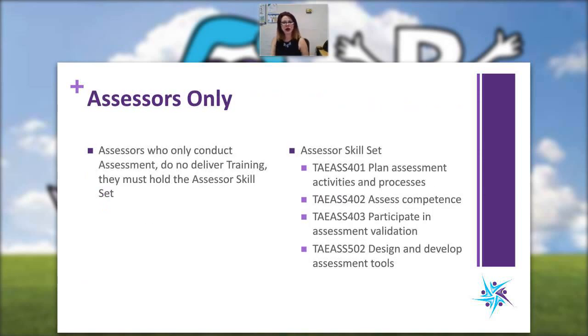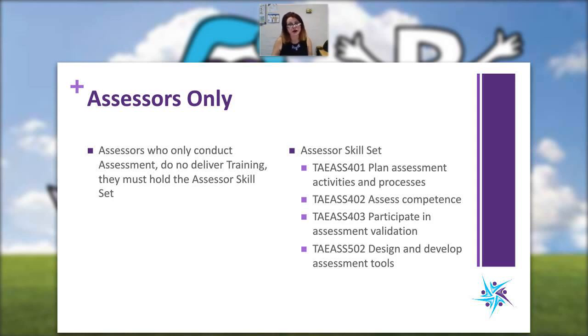Okay, now if you have an assessor only, that is an assessor who assesses only. They don't do any training and assessment. They're just doing assessing only. They should hold the assessor skill set, which is these 4 units: plan assessment activities, assess competence, participate in assessment validation, and design and develop assessment tools.